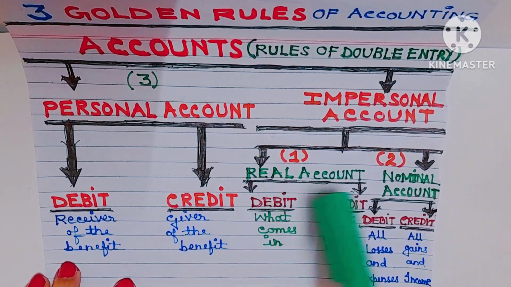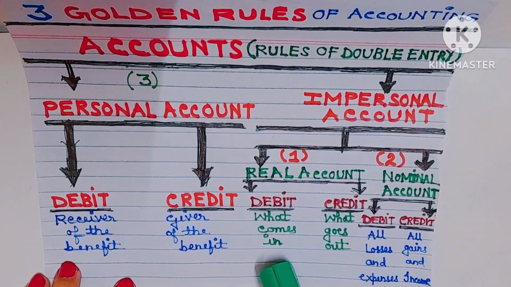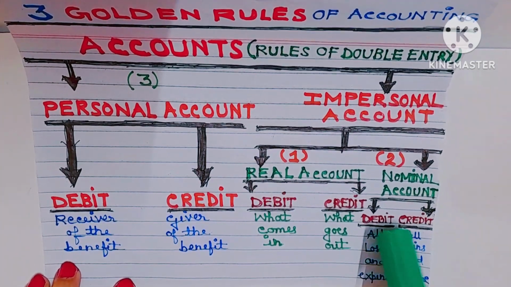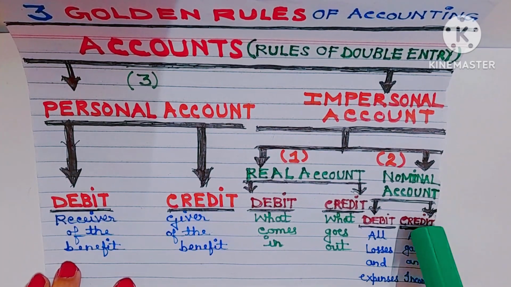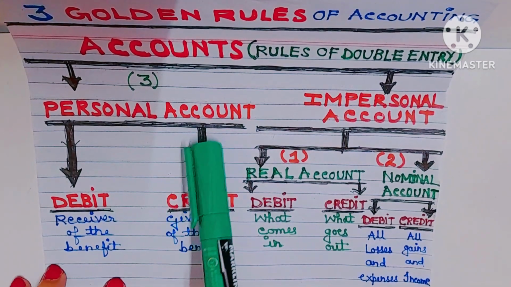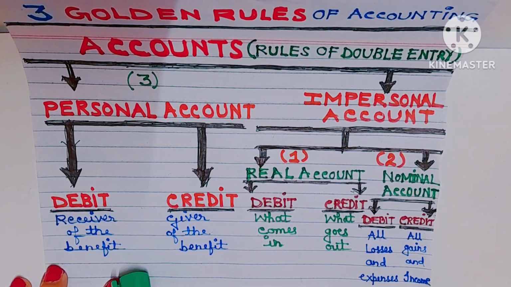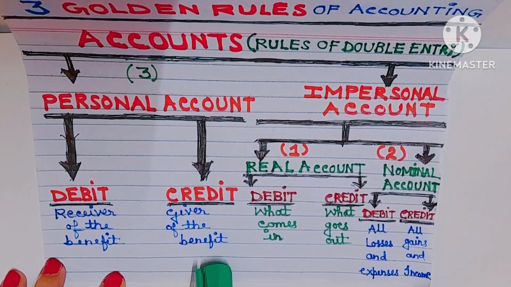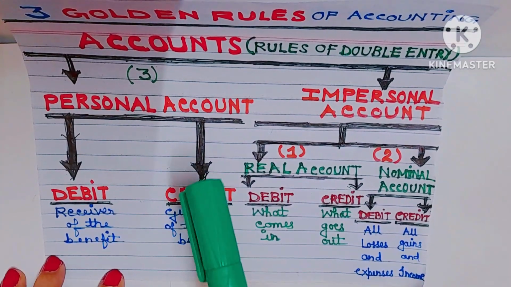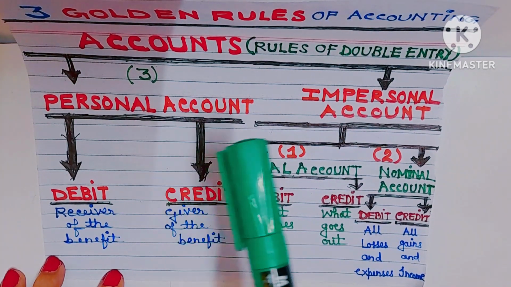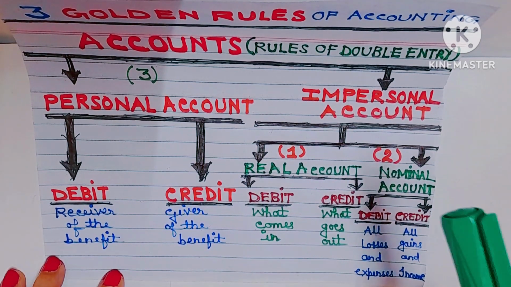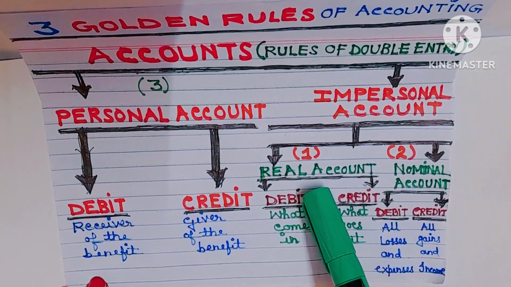Number 1, real account: debit what comes in, credit what goes out. Number 2, nominal account: debit all losses and expenses, credit all gains and incomes. Number 3, personal account: debit the receiver of the benefit, credit the giver of the benefit. You have to memorize this chart. Okay? Because with the help of these 3 golden rules of accounting, we are going to prepare journal entries. Now what is a real account?